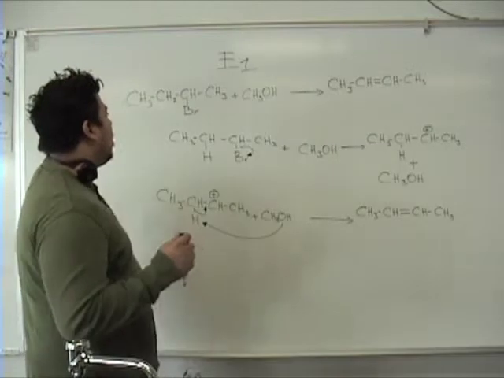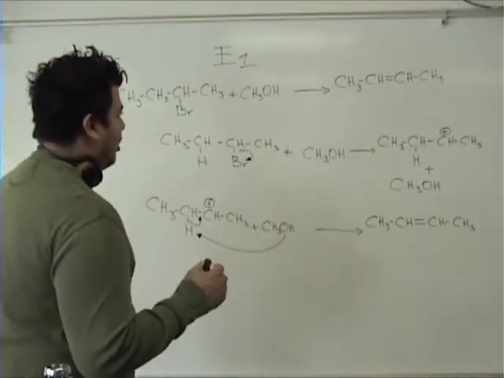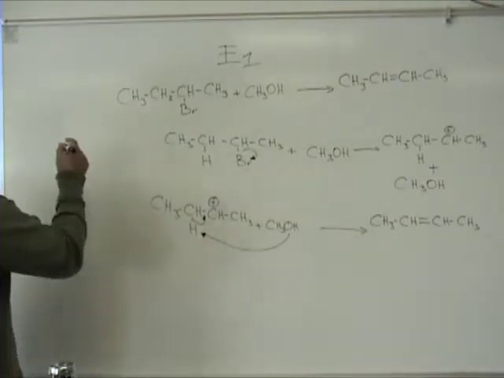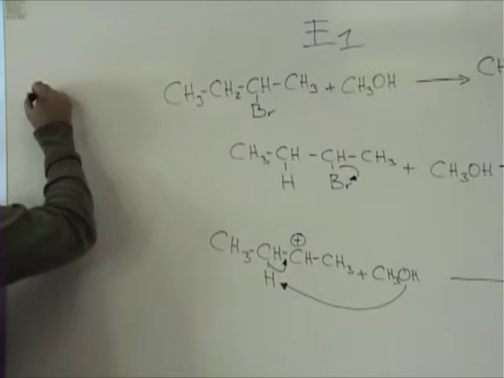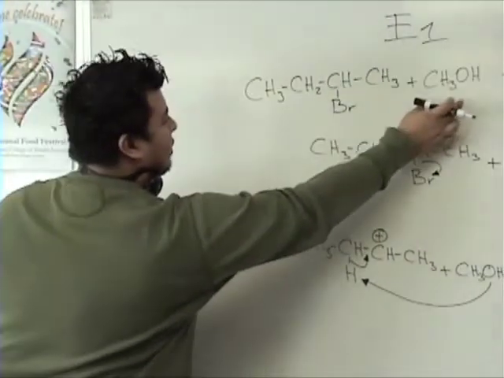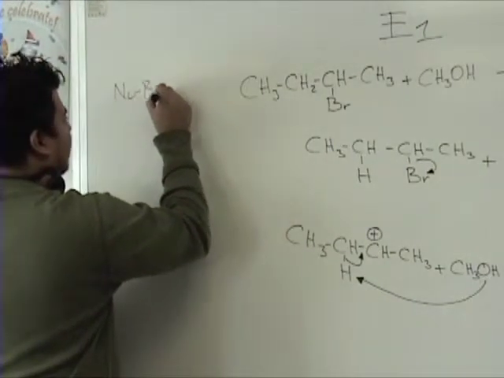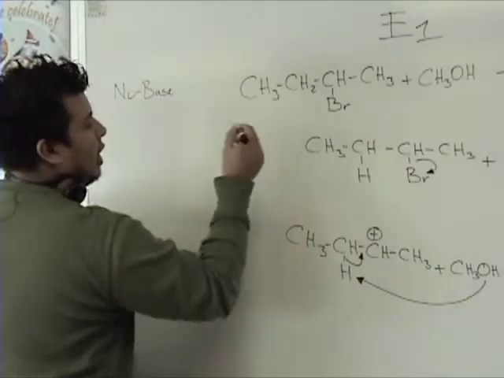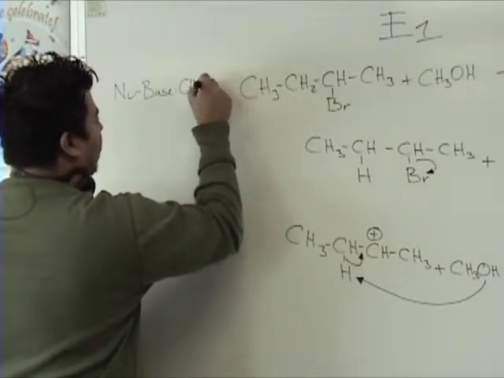We're going to do E1. That's an elimination reaction. Now, to name the players, we need a nucleophile, which is this one, but in E1 we're going to call it a base, and that is this molecule right here.